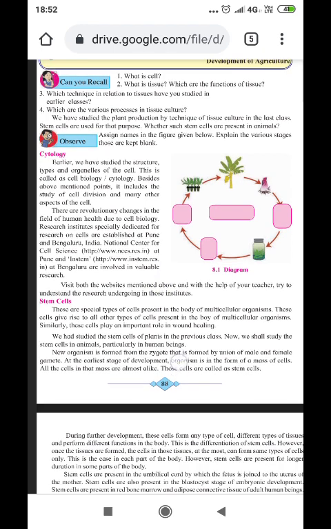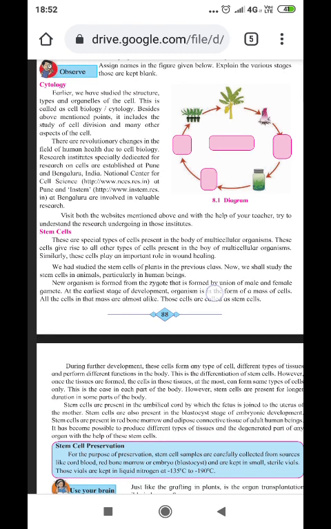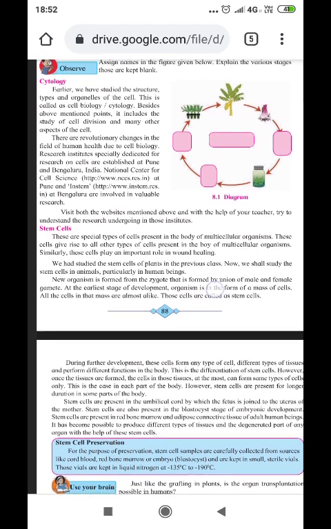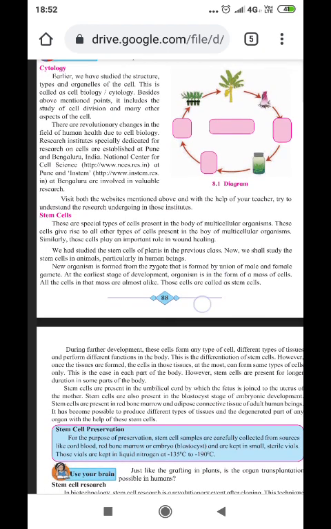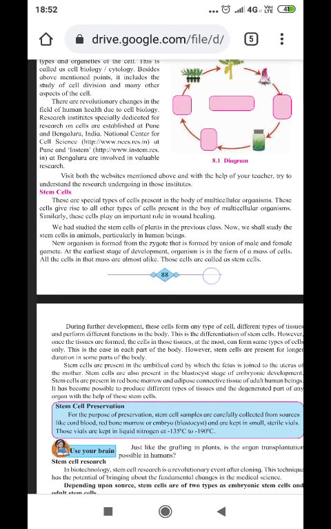What is actually cell biology? Here, cell biology deals with the study of the cell organelles inside the cells, which we have already discussed in the previous class or previous standard. So here, cytology. Earlier, we have studied the structure, types, and organelles of the cell. This is called cell biology or cytology. Besides the above mentioned points, it includes the study of cell division and many other aspects of the cell.